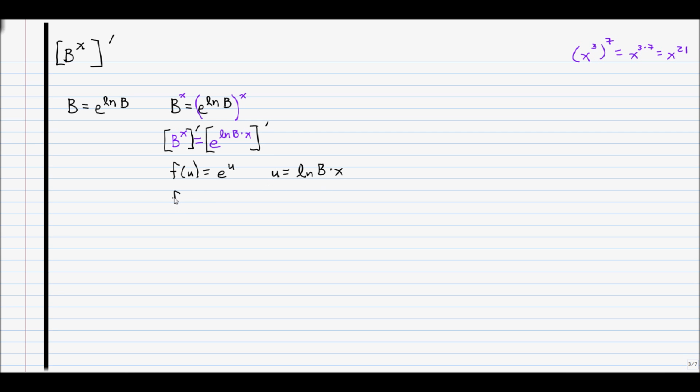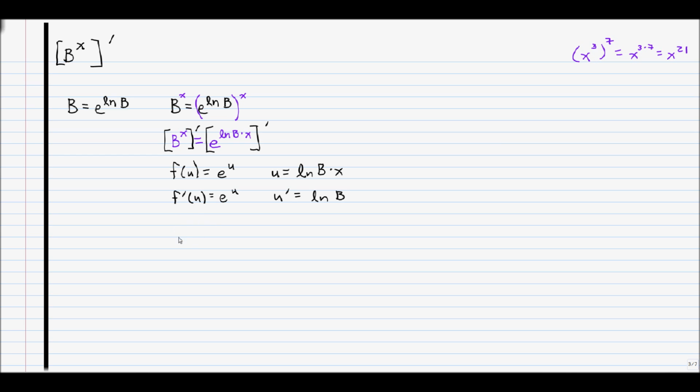Well, okay, f prime of u is e to the u. u prime is just ln of b, because for any scalar times x, the derivative is equal to the scalar. ln of b is just the slope of this random linear function with a bizarre transcendental slope. So of course that means that our derivative here is going to be equal to e to the u.